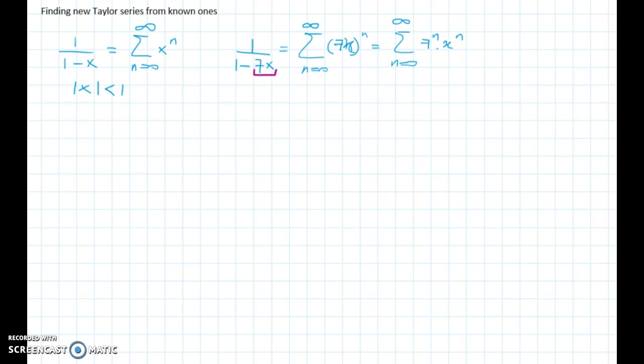But to make sense of this, we have to say for which values of x this is convergent. What we know is that originally we needed our variable to be in absolute value less than 1. So now we need 7 times x to be in absolute value less than 1, which means that we need our variable x now to be in absolute value less than 1 over 7. So for the values of x between negative 1 over 7 and 1 over 7, our new power series is convergent. And outside that open interval, our power series is divergent.